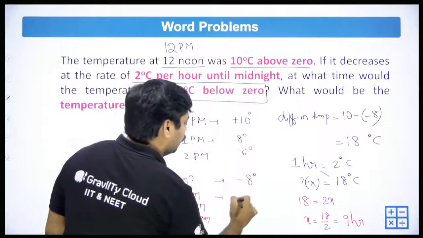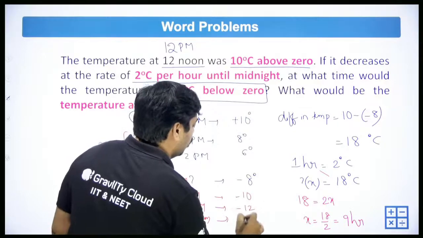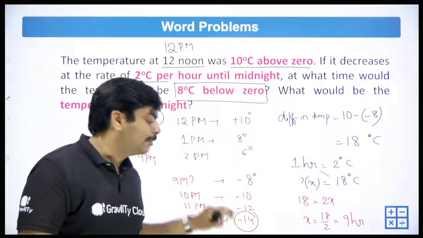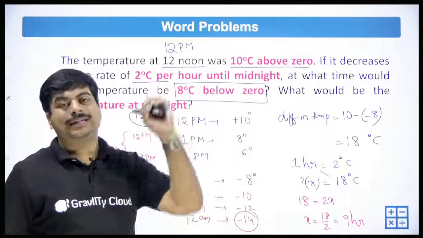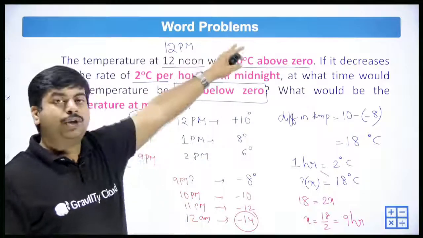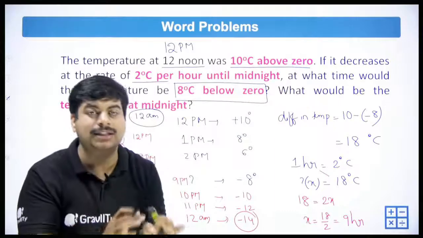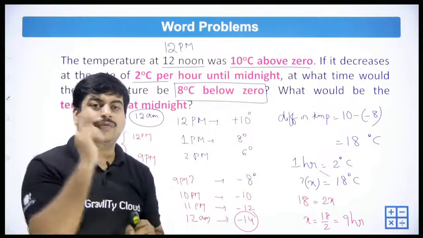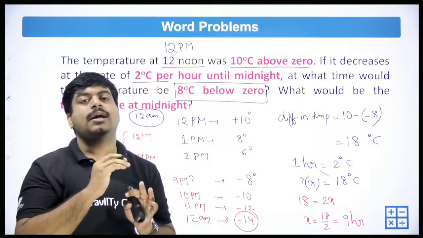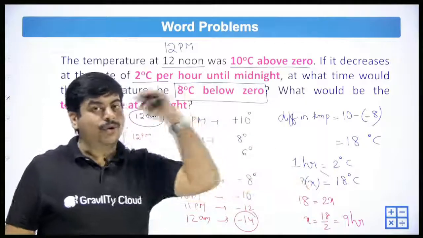It is minus 8 now. 2 degrees less, you will fall to minus 10. 2 degrees more, minus 12. 2 degrees more, minus 14. So at midnight, the temperature will be minus 14 degrees Celsius. From 10 to minus 8, you have a total of 18 degrees Celsius difference in temperature. For every 1 hour, you have 2 degrees Celsius down. So for 18 degrees, you need 9 hours of time, starting from 12 p.m.